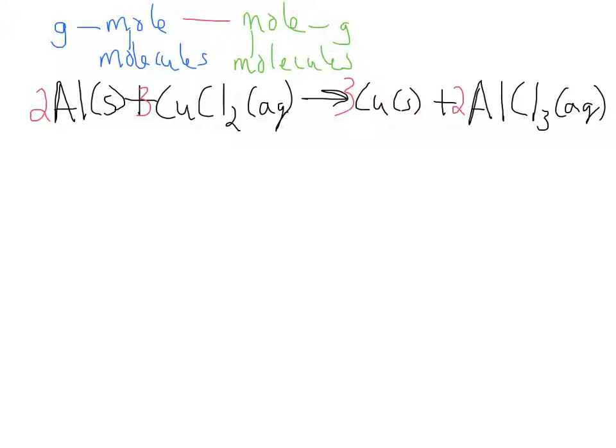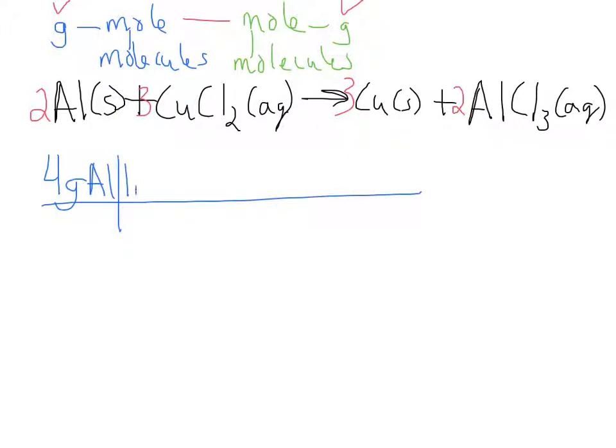So let's go with our 4 grams of aluminum, and what we're going to try and figure out is how many grams of copper that would produce. So here's what we're doing on a mole roadmap. We're starting at grams of aluminum, and we're going to go from grams to copper. So first step is to go from grams of aluminum to moles.